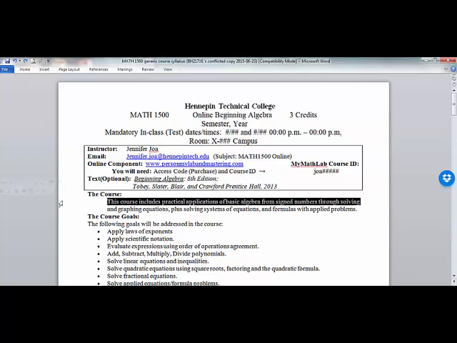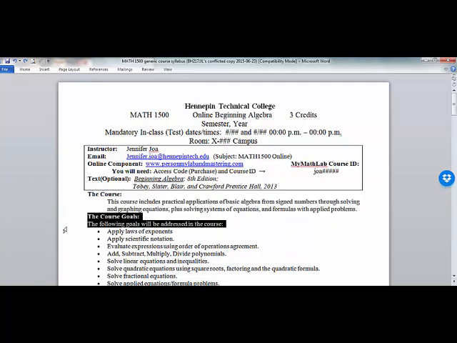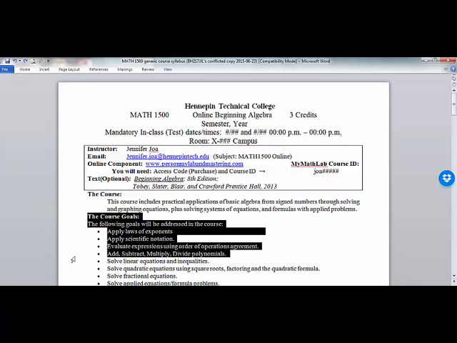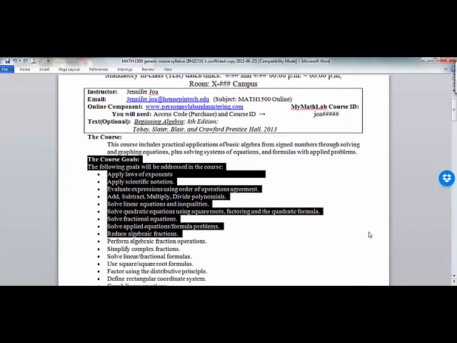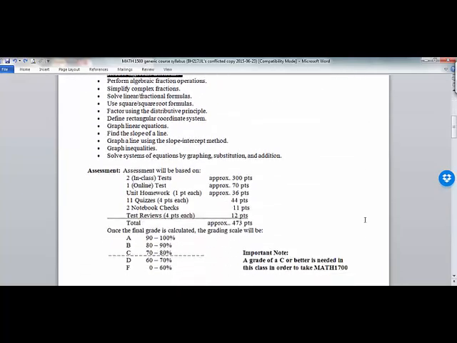As for the course content, this course includes practical applications of basic algebra, from signed numbers through solving and graphing equations, plus solving systems of equations and formulas with applied problems. You can read the specific course goals that I have listed here. These are a little bit more detail as to what we will go into throughout the course, but I will let you read those on your own.